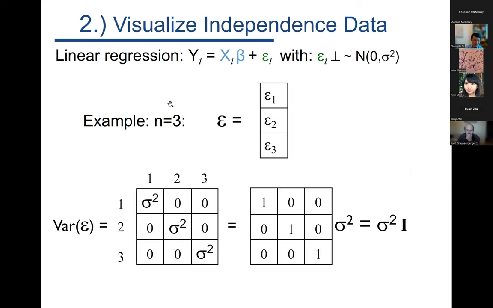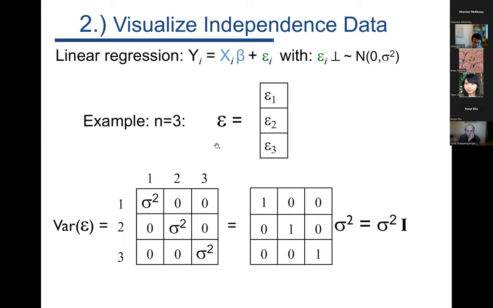Let's write this down a little more. In linear regression, you have yi equals xi beta plus epsilon. Now we look at the covariance matrix of the residuals, epsilon 1, 2, and 3. In the typical case, the variance is sigma squared, so all the diagonal elements are sigma squared, but the covariances are zero, so all the off-diagonal elements are zero. So your covariance matrix is proportional to the identity matrix.